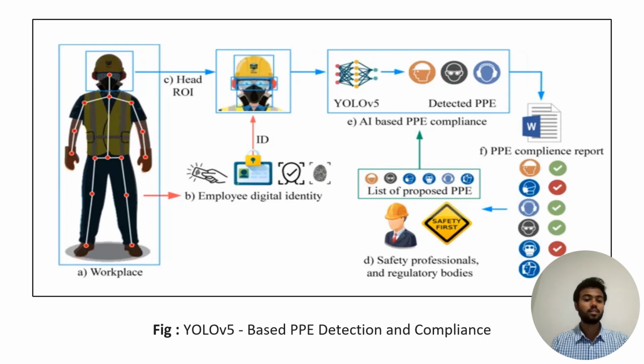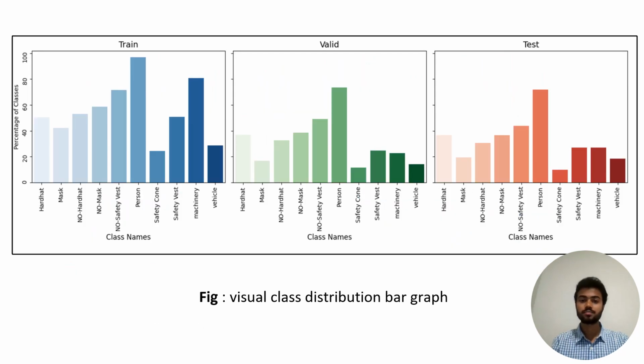Basically, a person comes in front of a system and provides a digital identity card, and it scans the employee. According to the pre-trained model, it detects what PPE or other compliance items he has worn, what is there and what is not there, and it gives us some suggestions as well. It shows what should be included for the person to minimize the risk. These are the visual class distribution graphs for all the 10 categories for training, validation, and testing sets.